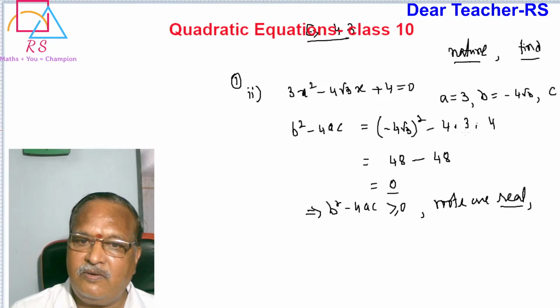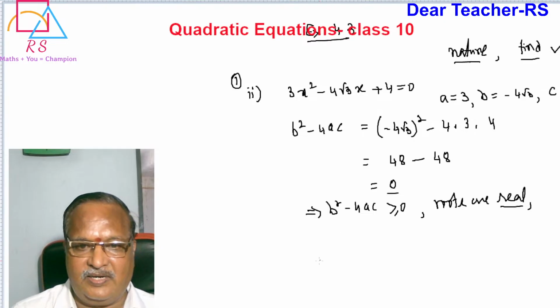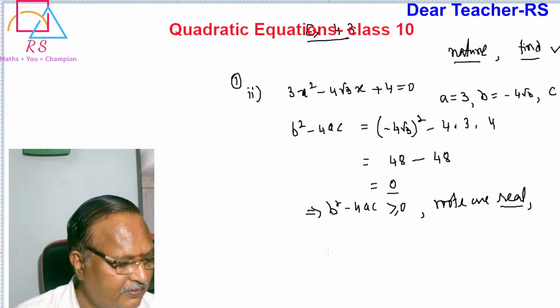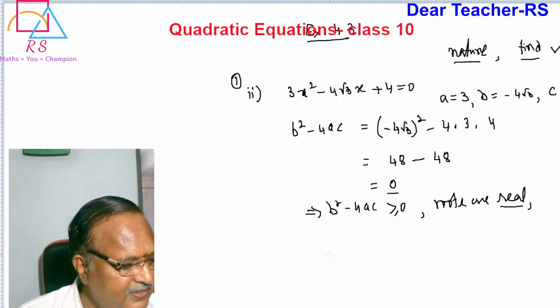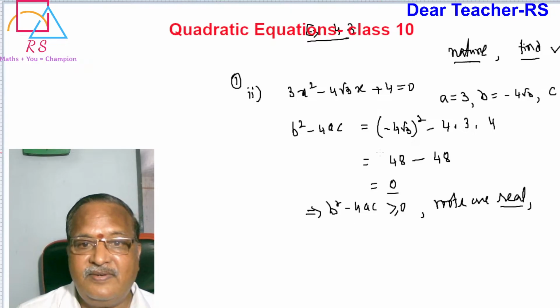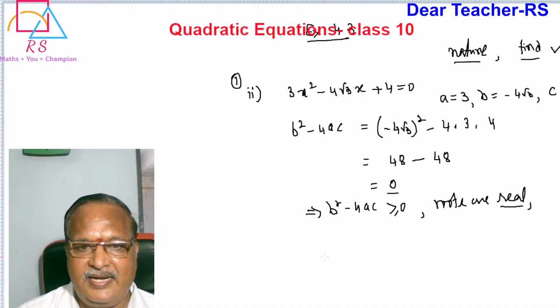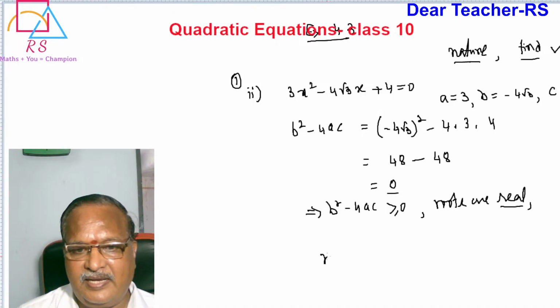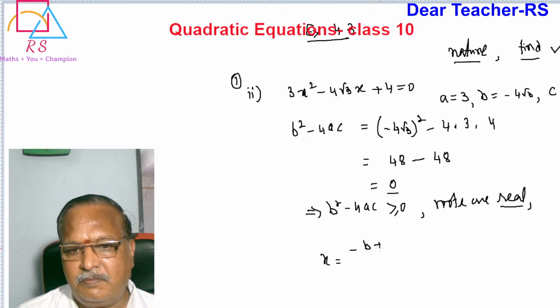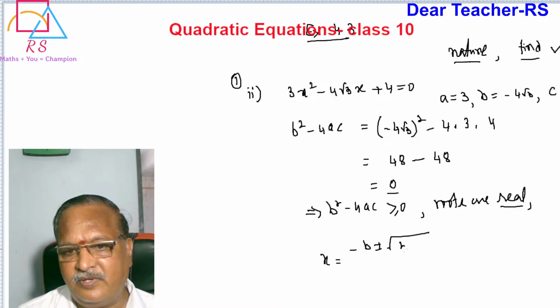Then we have to go for the other part. How to find them? We can find them directly, because he did not give us a specific method. You can use this formula directly: x is equal to minus b plus or minus square root of b square minus 4ac by 2a.